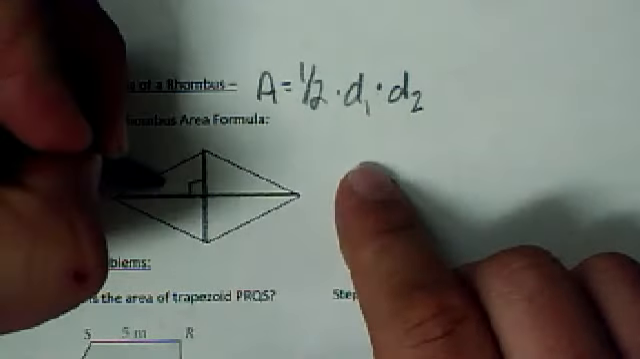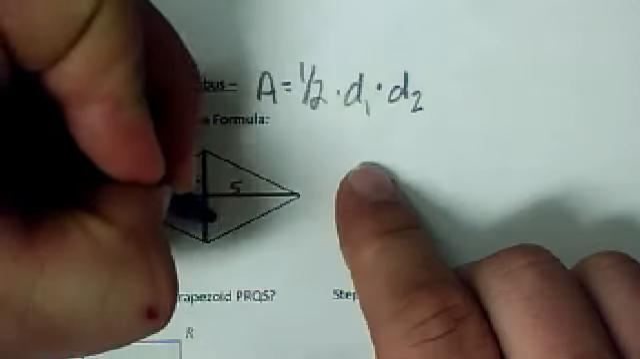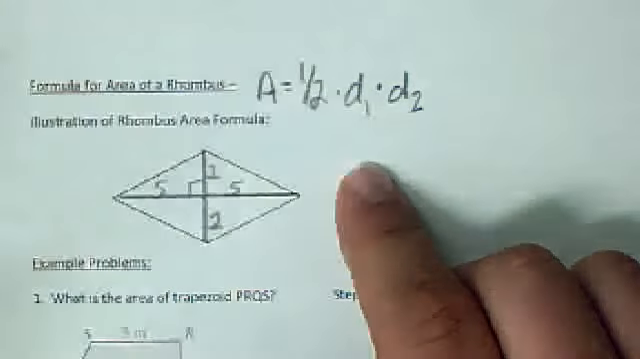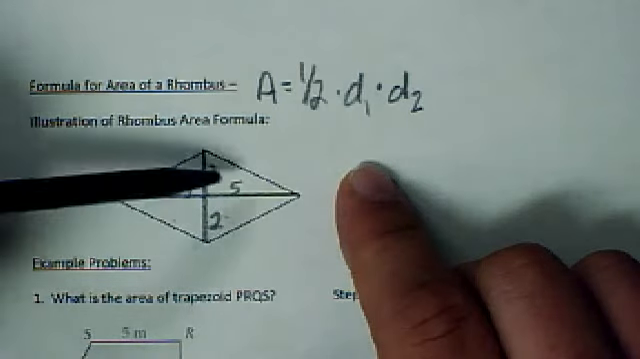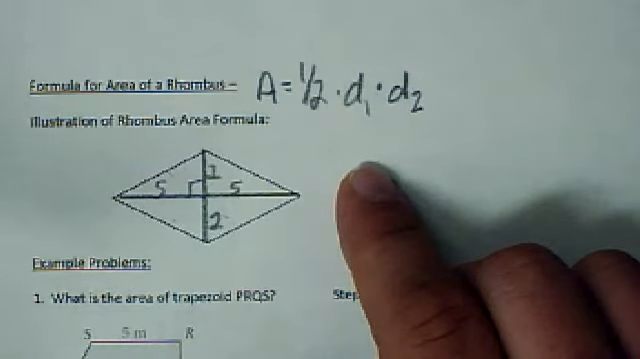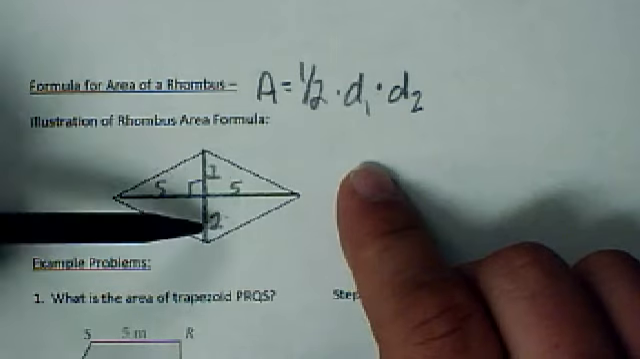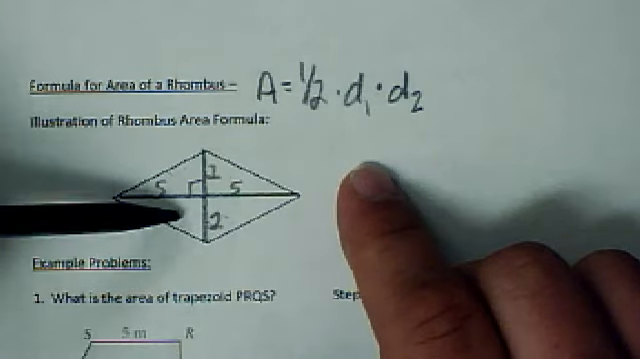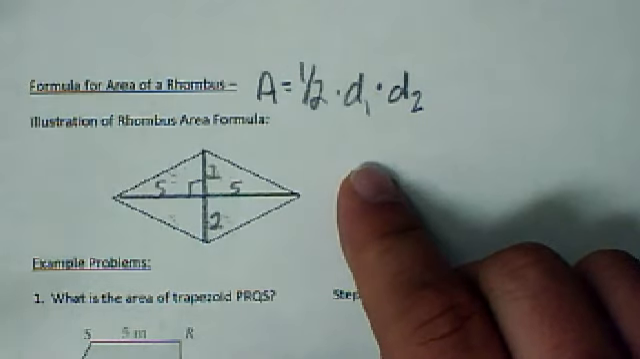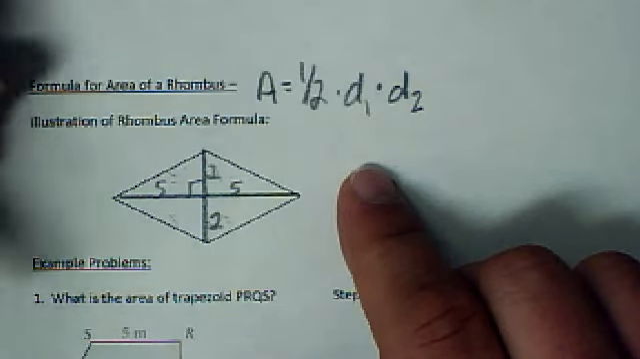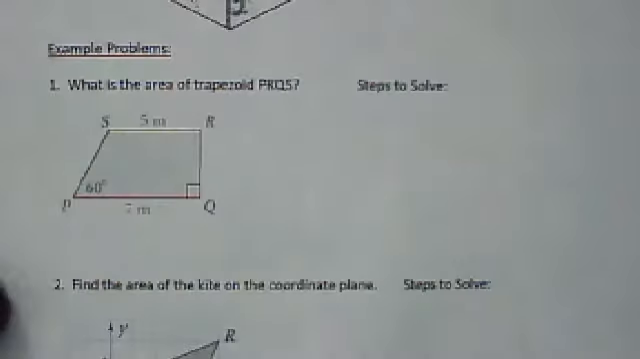So I could say that this is 5, and this is 5, and maybe this is 2, and this is 2. So what I have here is 4 right triangles that all have the same exact dimensions. They're all 2 by 5. So I could say 2 times 5 divided by 2, and multiply that by 4 to get the area of my full figure. Or I can just go ahead and utilize this area equals 1/2 times diagonal 1 times diagonal 2 formula for my rhombus. Alright, let's jump right into my example problems.